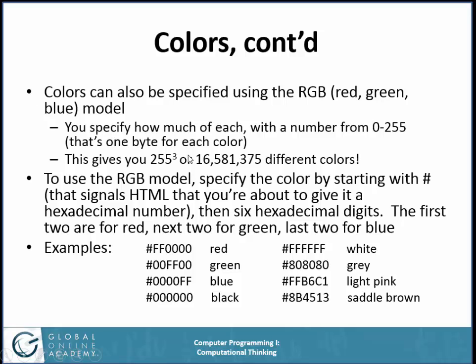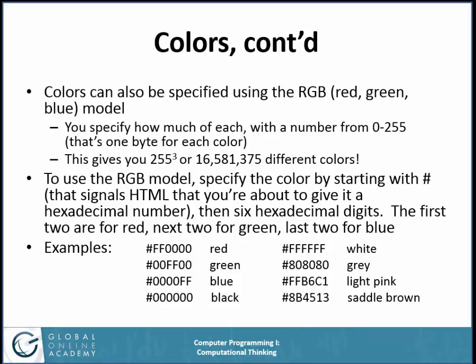So that's 1 byte for each color. If you give 3 numbers, the first one will be for red, the second for green, the third for blue. So if you wanted the color red, you'd say, give me all the red, none of the green, and none of the blue. So that'd be a 255, a 0, and a 0. This gives you 255, actually it should be 256 to the third, because you could put a 0 in, or over 16 million colors. Now to use this model, we don't put in 3 numbers like 128, 250, 14.